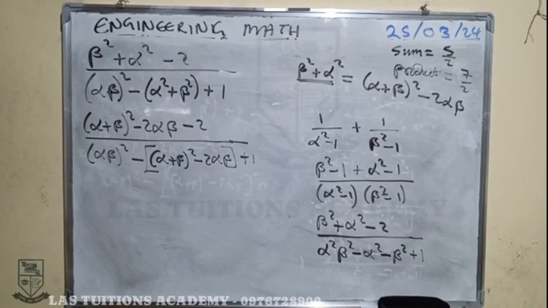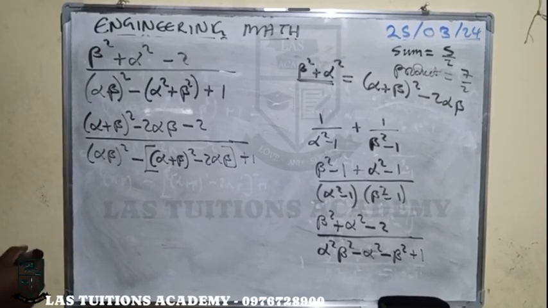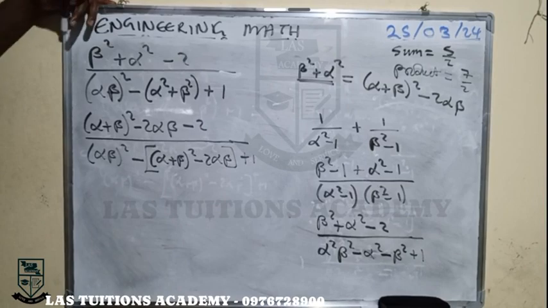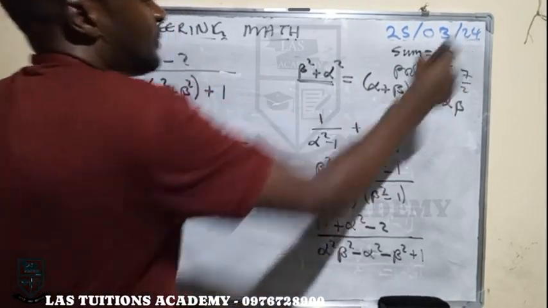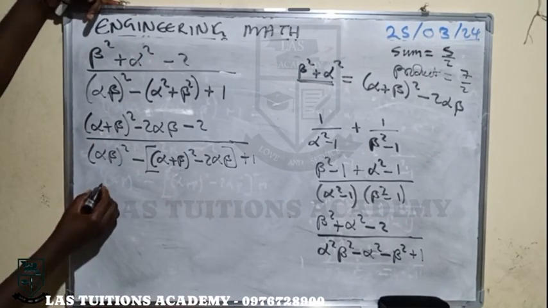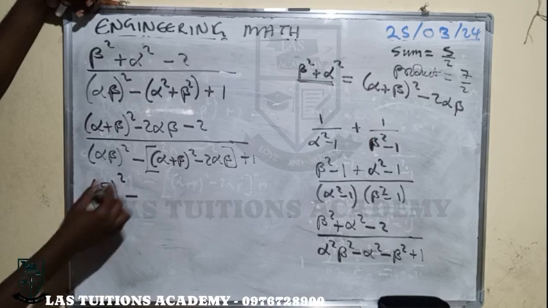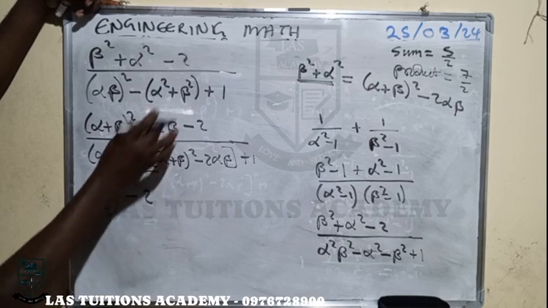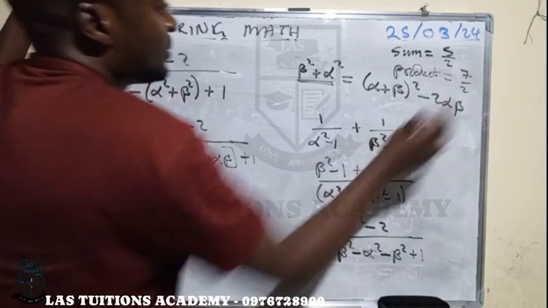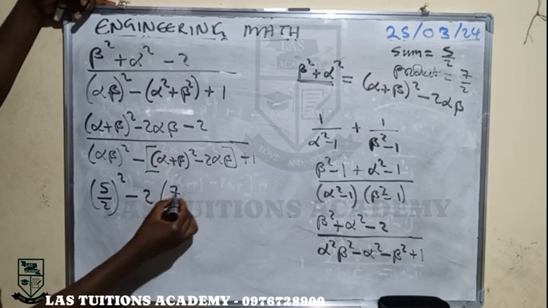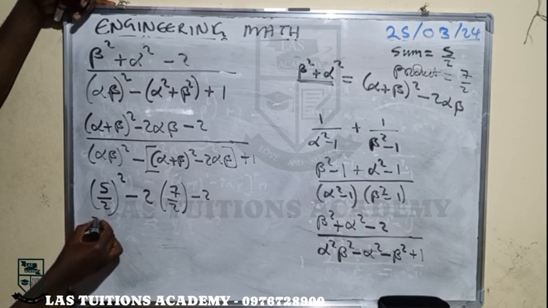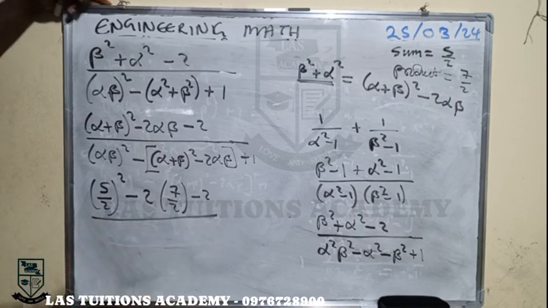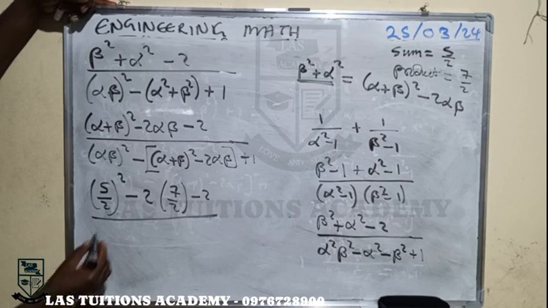That is what we have. So from there now we are saying here we need to replace with 5 over 2 since this is our sum. So 5 over 2 squared minus 2 on the product, here we replace 7 over 2. So I have 7 over 2 and minus 2. Okay. Then the whole lot of this we're saying over the product here is 7 over 2.